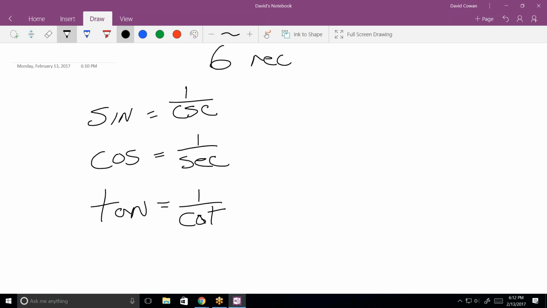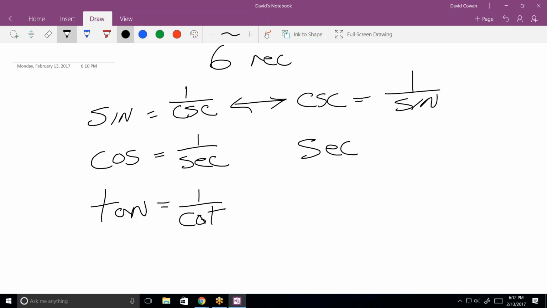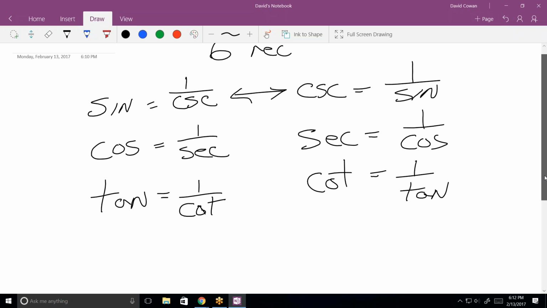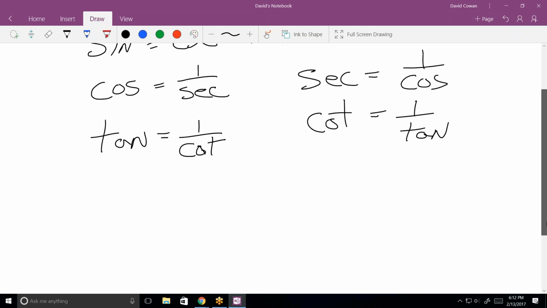And then, of course, that leads to cosecant always being 1 over sine. In other words, one means the other. Secant is 1 over cosine, and cotangent is 1 over tangent. Those are the 6 reciprocal identities, and you've been taught those already. You should know those.